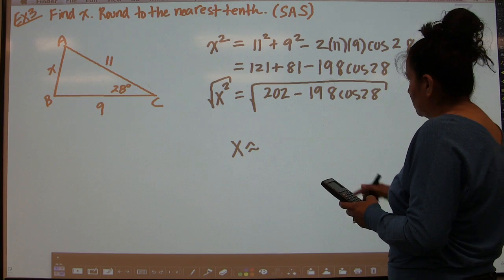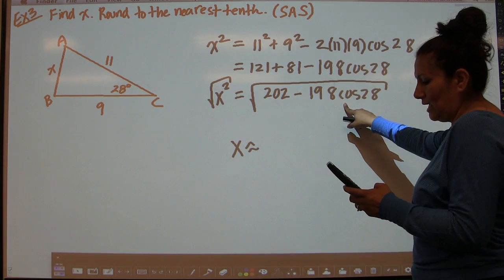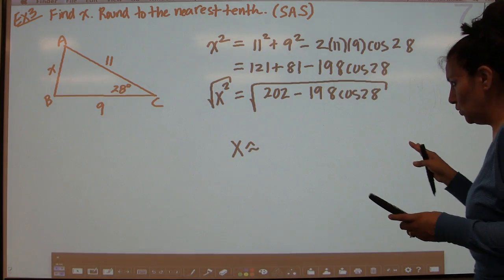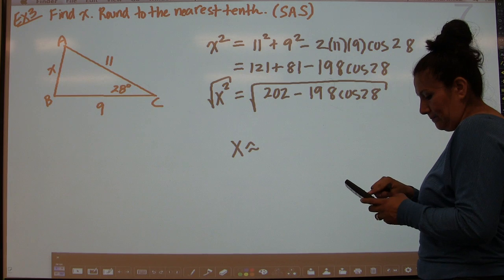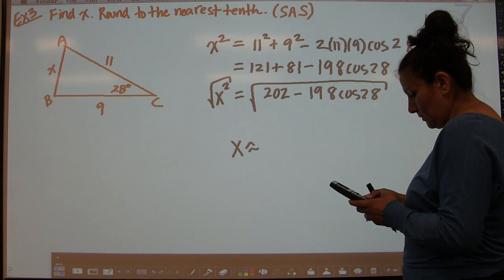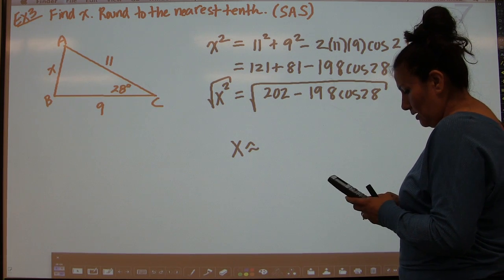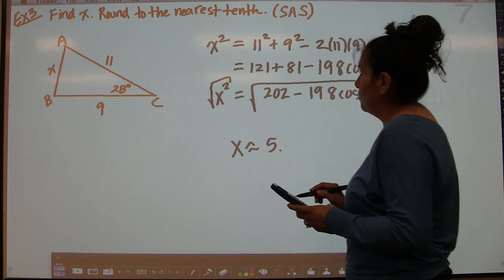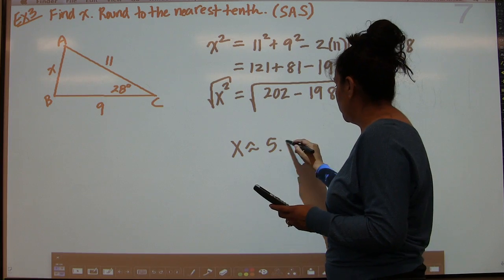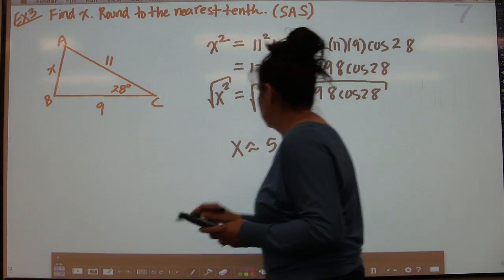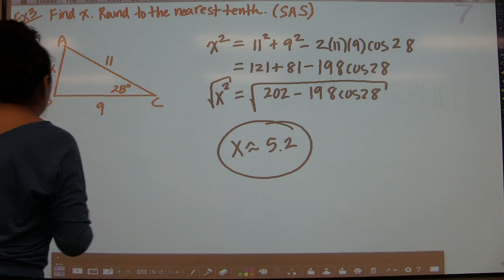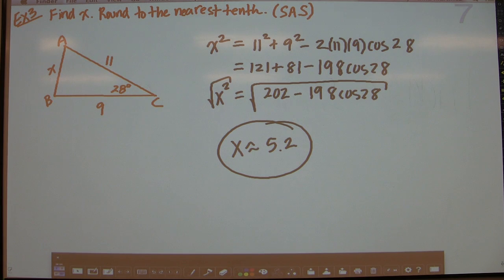Close that parenthesis. So the 202 minus 198 cosine 28 is going to give me approximately 27.2. And I'm going to take the square root of that. And we're going to get 5.21. And it wants us to round to the nearest tenth, so we're going to go 5.2. Alrighty. There we go. I'm not sure why my pen is delaying, but there you go.